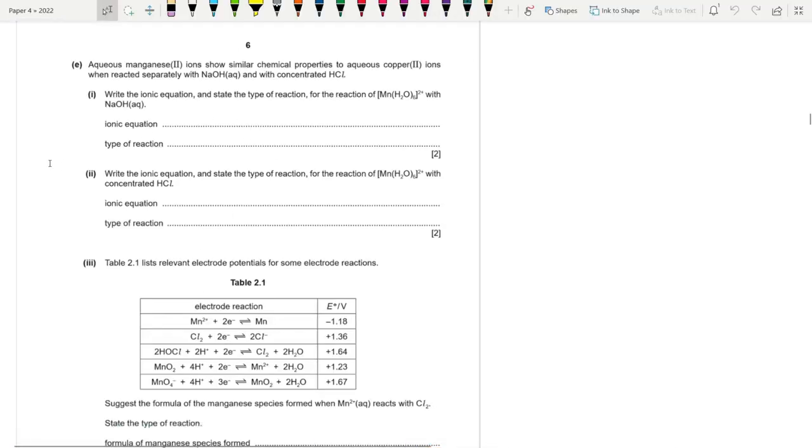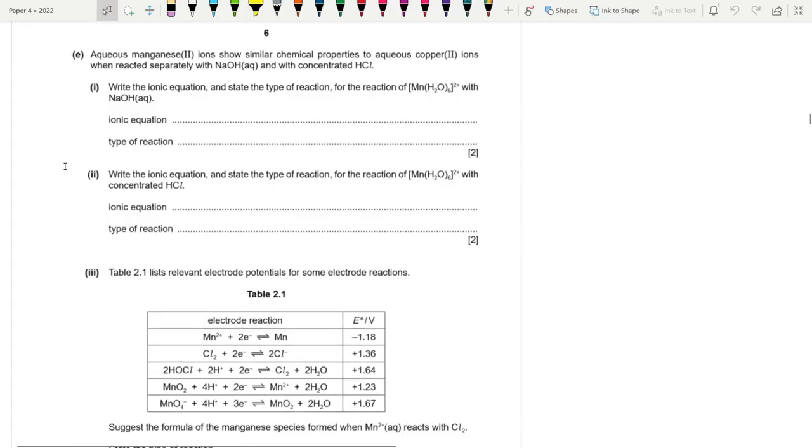So in E we have aqueous manganese(II) ions which show similar properties to aqueous copper(II) ions when reacted separately with aqueous NaOH and concentrated HCl. So we know that copper(II) ions form a pale blue precipitate with sodium hydroxide and a yellow solution with concentrated HCl, right? So they're saying that manganese behaves in the same way.